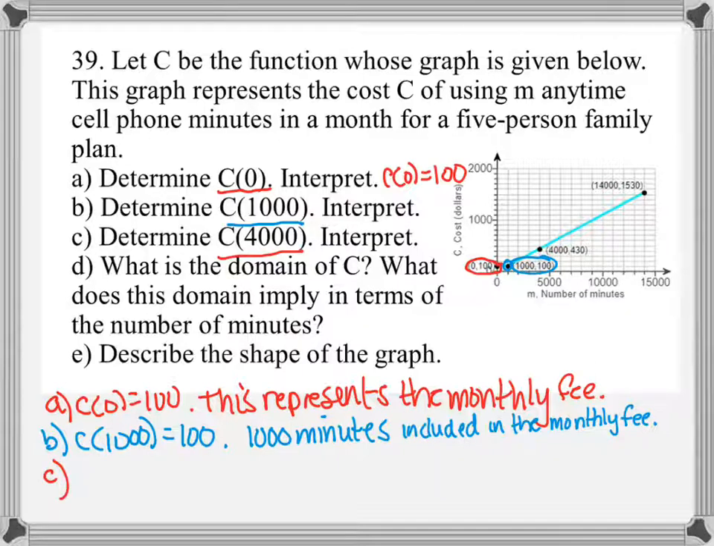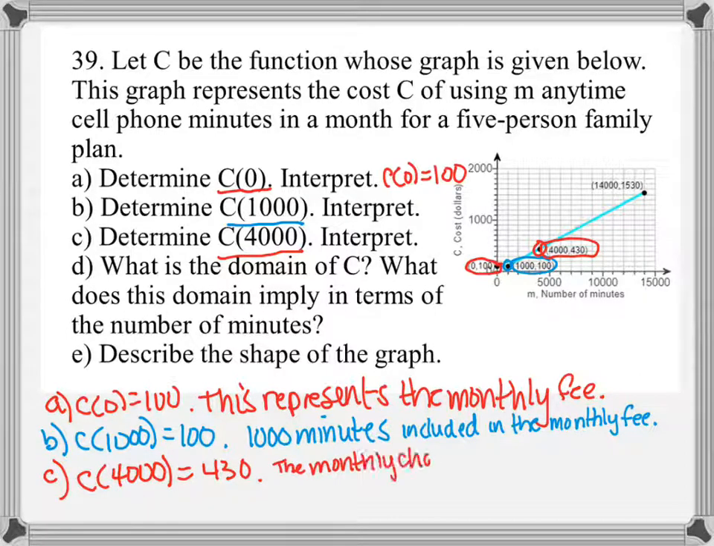C wants to know what C of 4,000 is. It corresponds to this point, 4,000 comma 430. So C of 4,000 equals 430. So this represents the monthly charge for 4,000 minutes, which is $430.